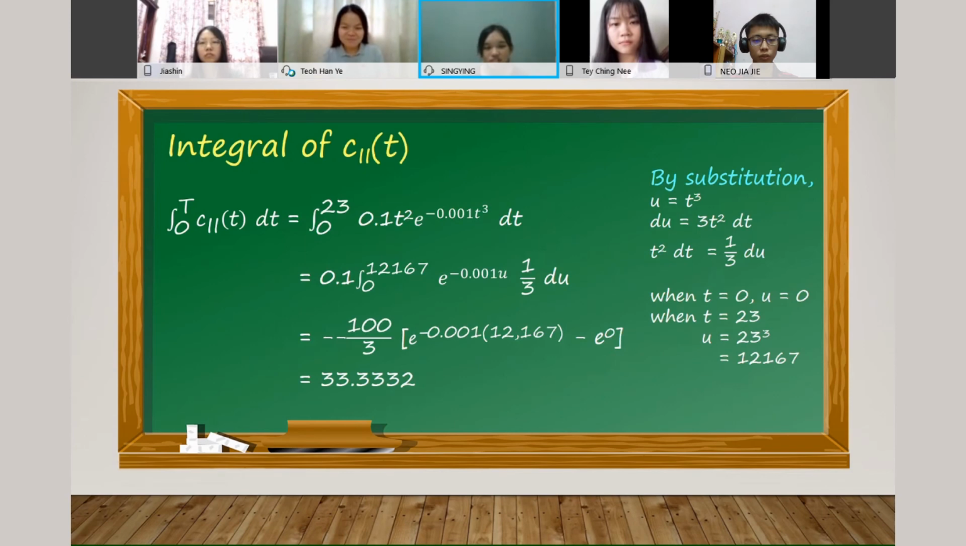Next, we will find the integral of C2(t). Just like what we did for C1(t), we integrate the equation from 0 to 23 using a similar substitution method, letting u equal t cubed, replacing t squared dt by 1 over 3 du, and changing the upper limit to 12,167. In this case, we will get the answer 33.3332.